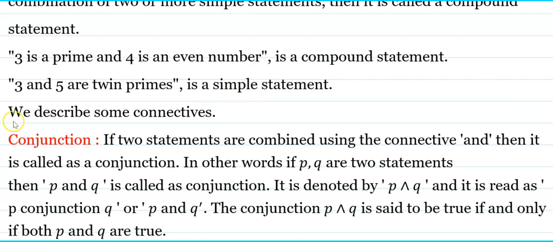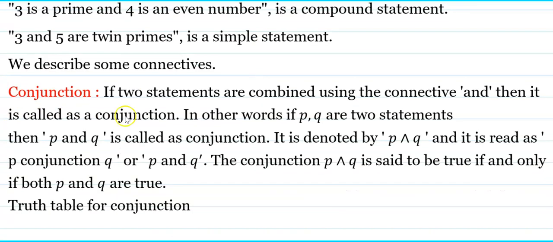We describe some connectives. Now, which is the first connective? Conjunction. If two statements are combined using the connective and, then it is called a conjunction. In other words, if P, Q are two statements, then P and Q is called a conjunction. It is denoted by P and Q and it is read as P conjunction Q or P and Q. The conjunction P and Q is said to be true if and only if both are true.